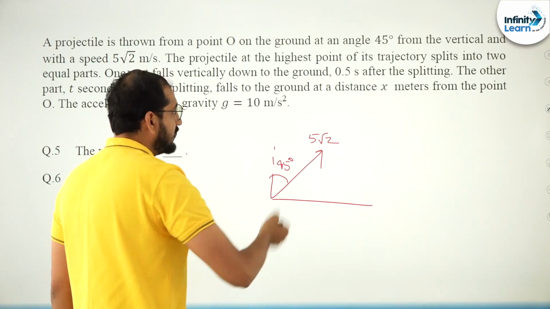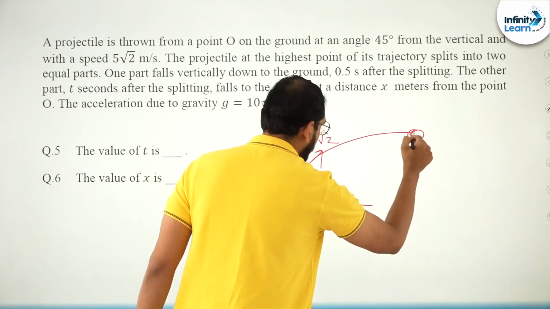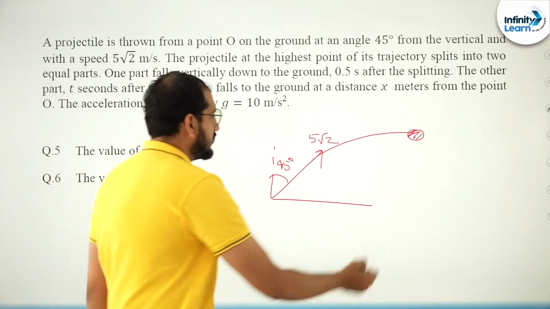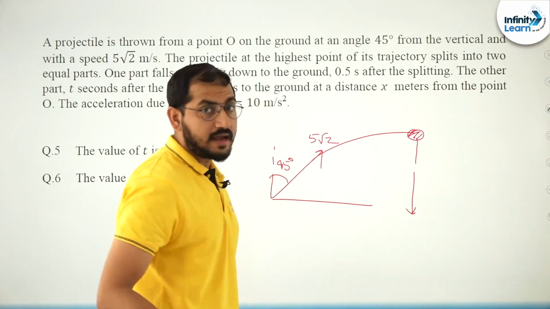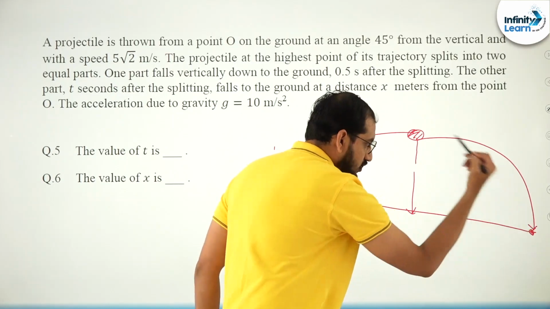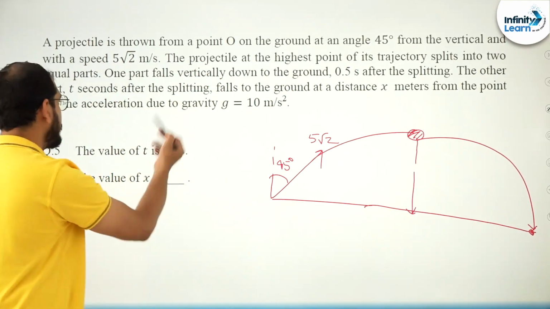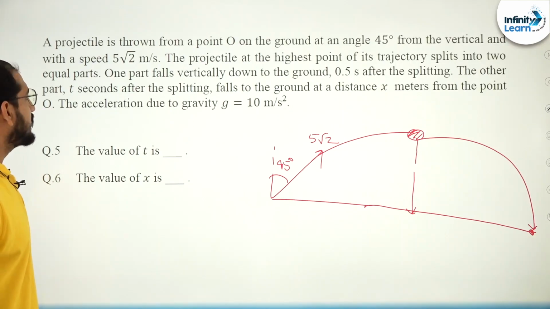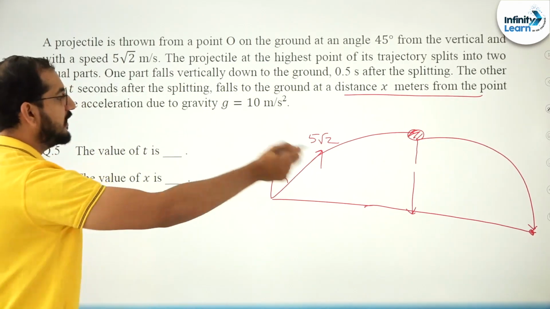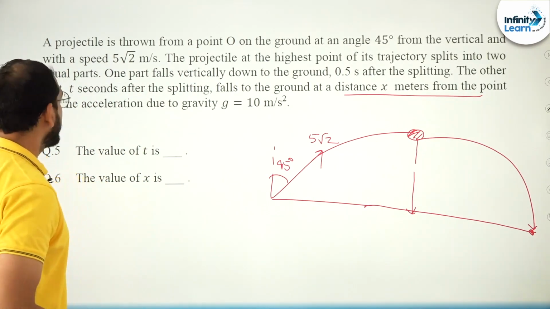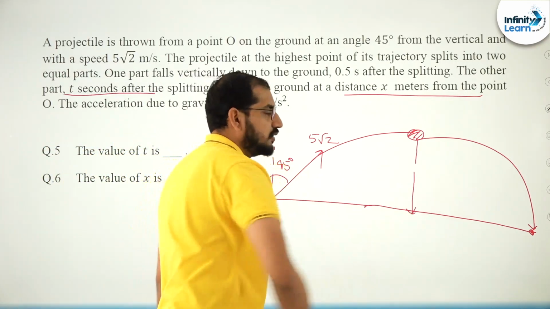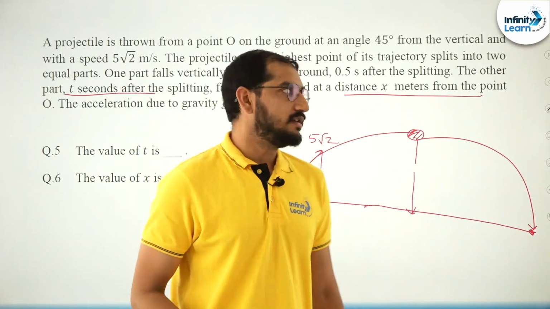What is going to happen in this question is that at the topmost position it's going to split into two parts. The first part will fall down like this, and the remaining part should go in this way and land at this point. Based on this question we need to find two things. The first is the total distance of the point where the final part will land from the initial point, and also how much time it will take for the other particle to land on the ground. So let's look at its solution.